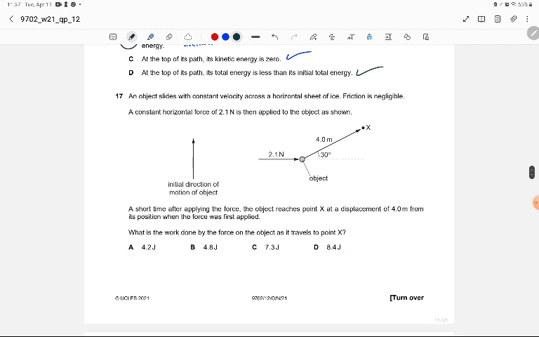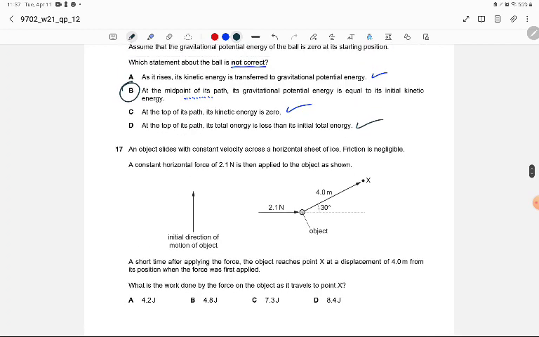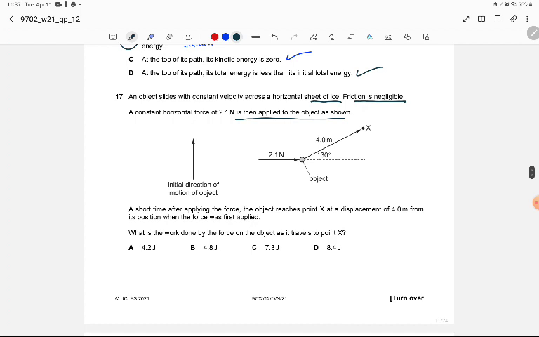Anyways, an object slides with constant velocity across a horizontal sheet of ice. Friction is negligible. A constant horizontal force of 2.1 Newton is then applied to the object as shown. A short time after applying the force, the object reaches point X, at a displacement of 4 meters from its position when the force was first applied. What is the work done by the force on the object as it travels to point X?